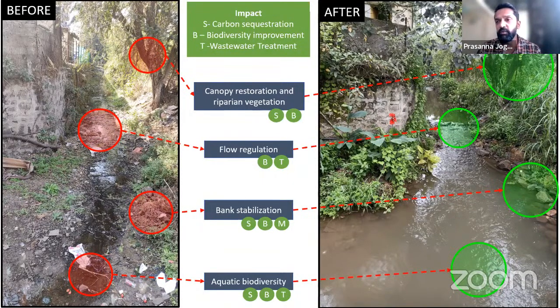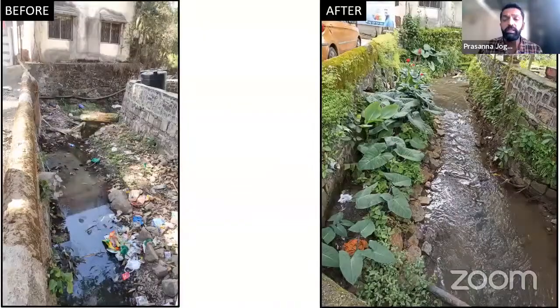Bank stabilization is required because over the years, the silt from nearby areas is getting deposited because of the heavy rainfall, and those banks needed to be stabilized. And aquatic biodiversity was in dire need of improvement. So this is one photo. This is another photo from the same nala.